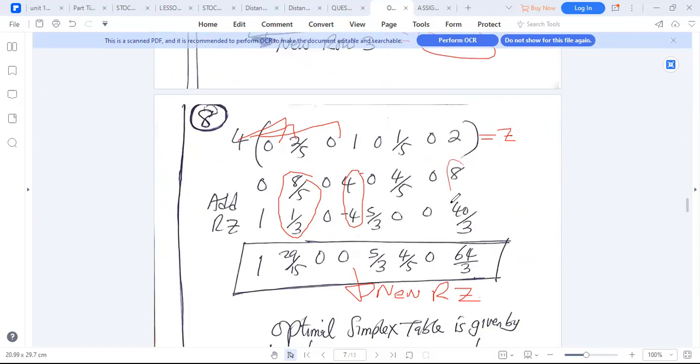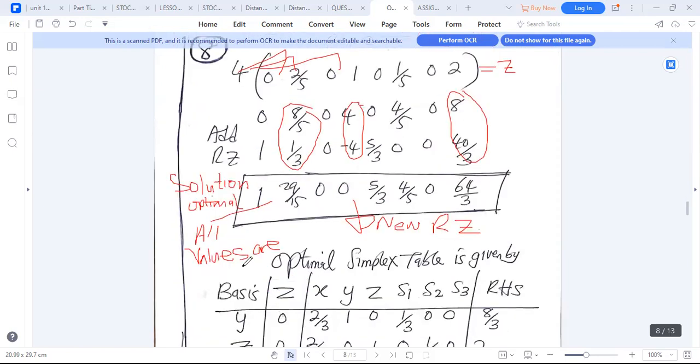Okay, so after this new row Z, this solution is optimal because all values are positive. All values are positive. So here we have solution optimal. So our solution is optimal because all values are positive in the Z row. So this is just about what we have concerning this question.